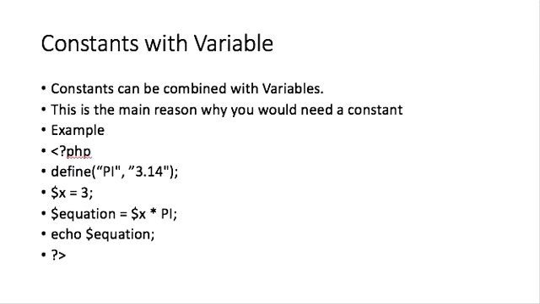That would be the main reason why you would use a constant with a variable: if you have a lot of equations that use pi. So instead of always putting in 3.14, you just set it to a constant of pi and use the constant pi.